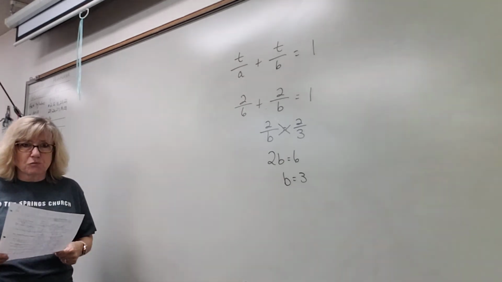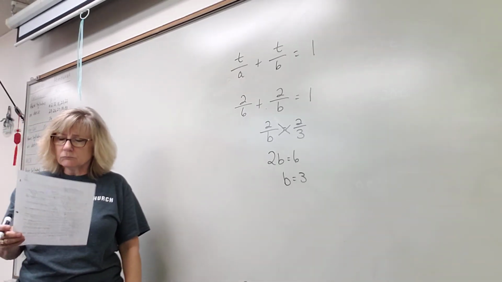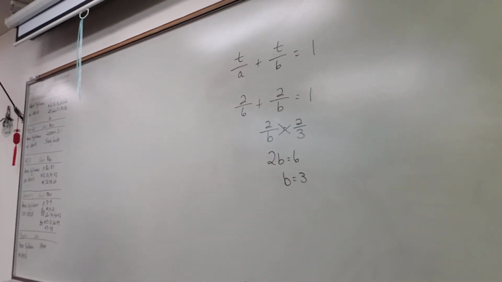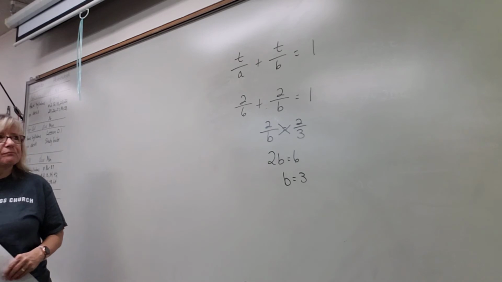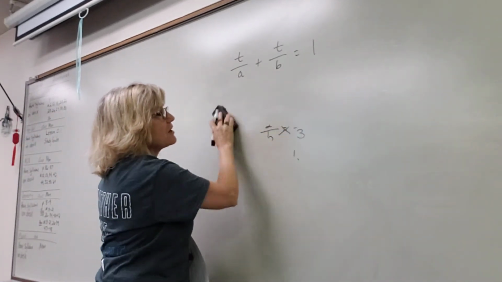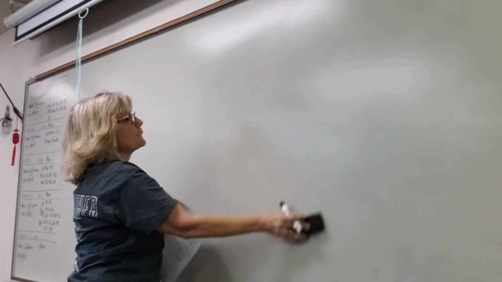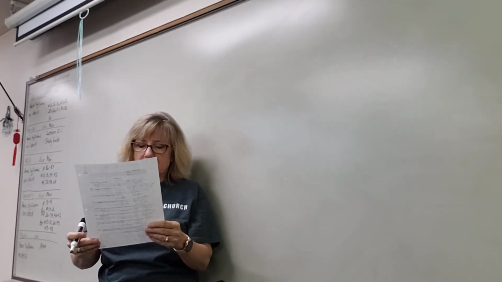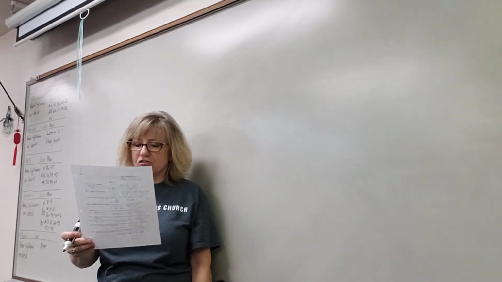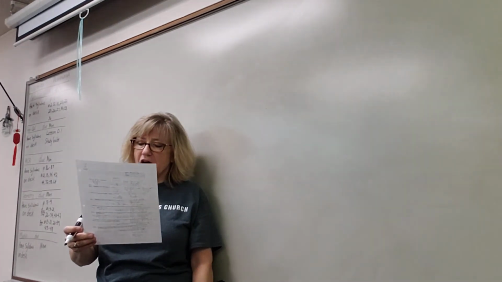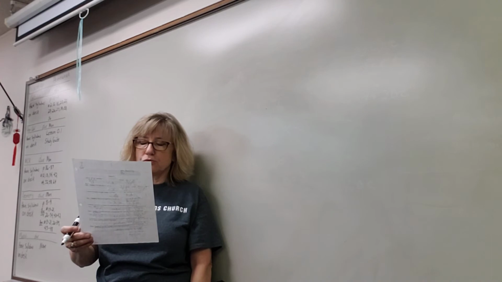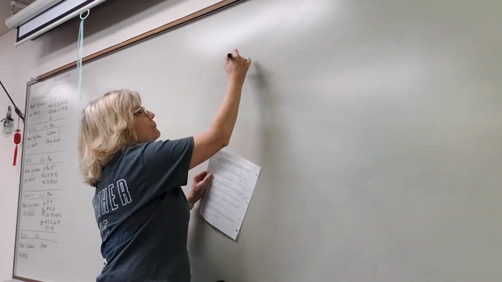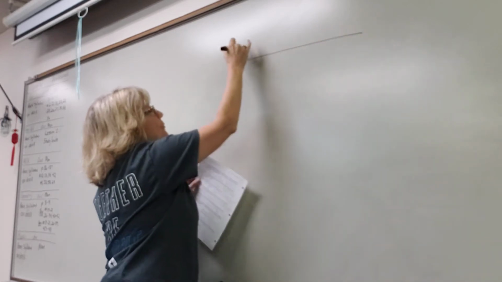Okay, this is a mixture problem. And Naya, we did these in MCR with the box. You remember doing those? Okay, and that's how I think I'm going to show you this. All right, so let's see what we have. How many liters of a mixture containing 80% alcohol should be added to 5 liters of a 20% solution to yield a 30% solution?